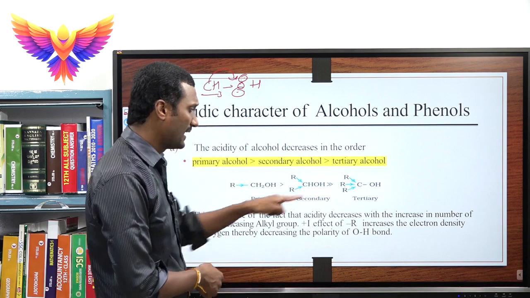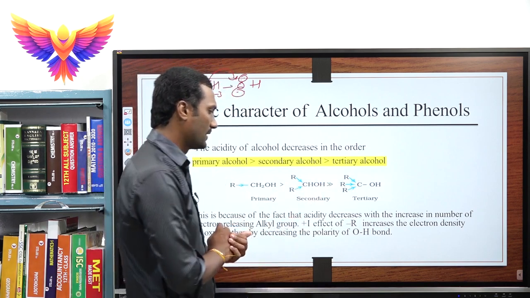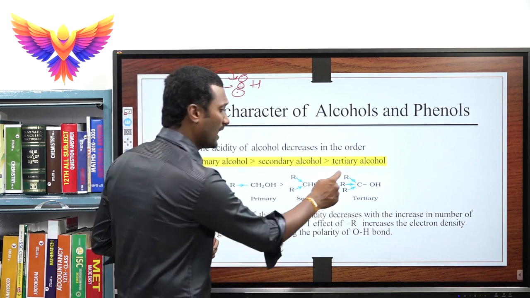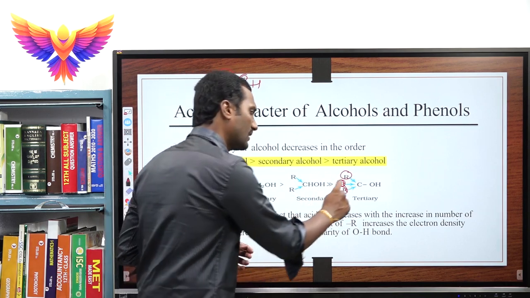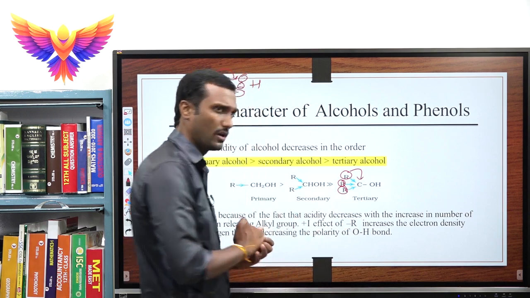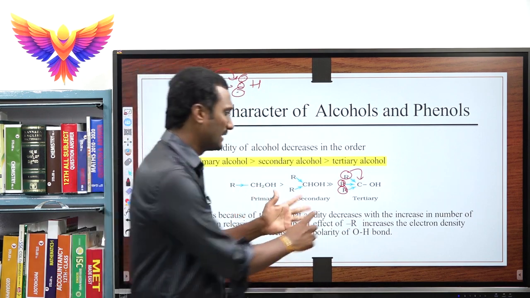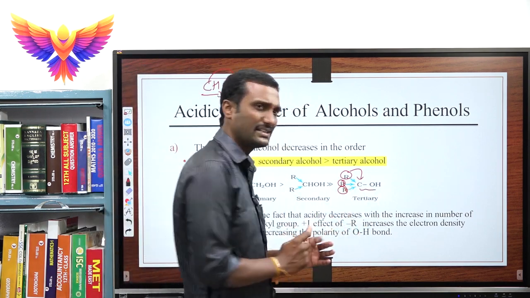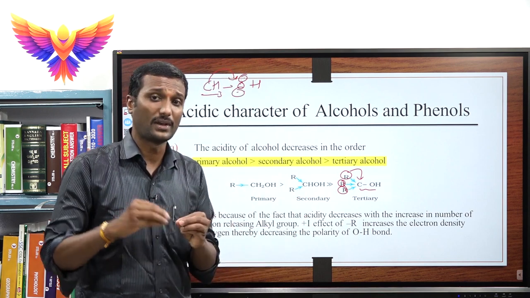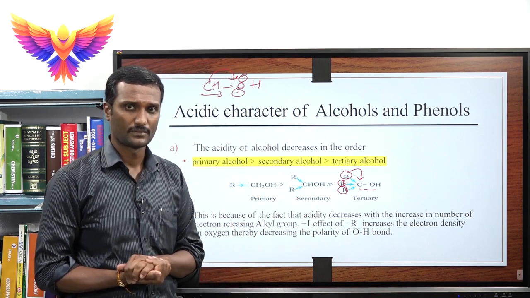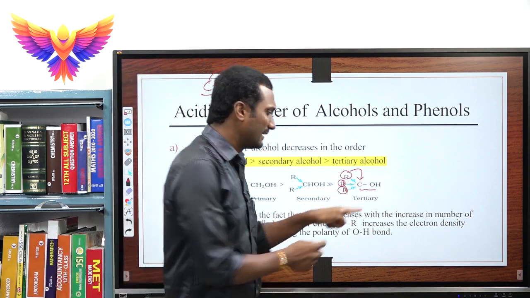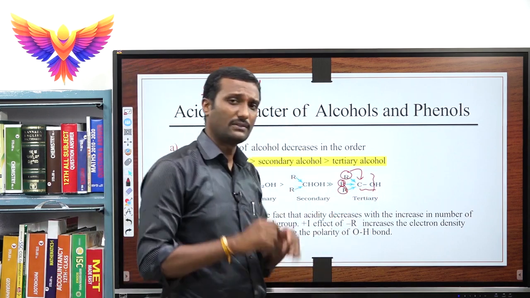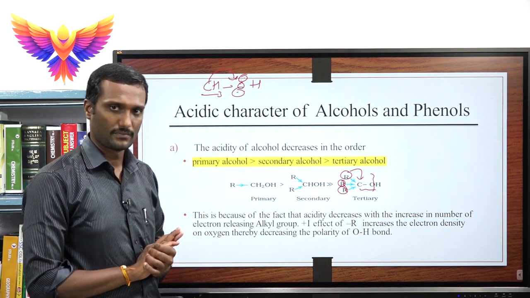If you see here, there is a tertiary alcohol. This tertiary alcohol has 3 alkyl groups. The 3 alkyl groups give electrons to the carbon, so the electron density increases between the carbon and oxygen, hence the polarity decreases. When the polarity decreases, the ease of release of the hydrogen is reduced.